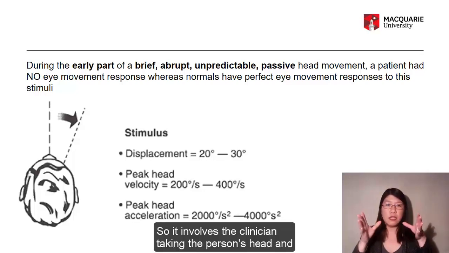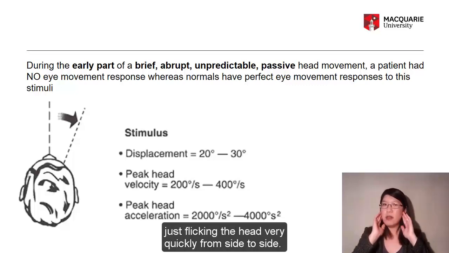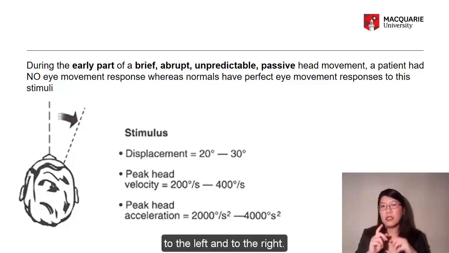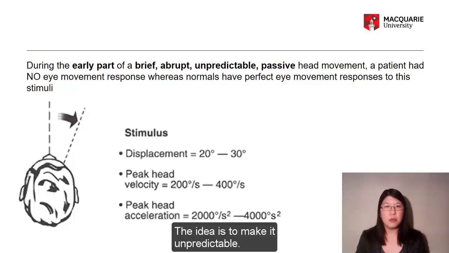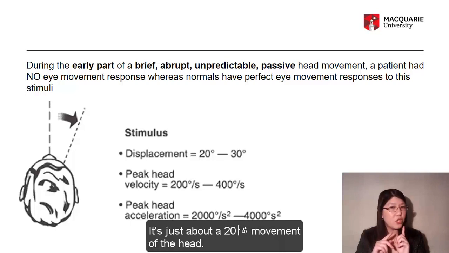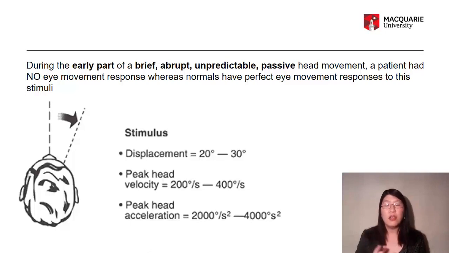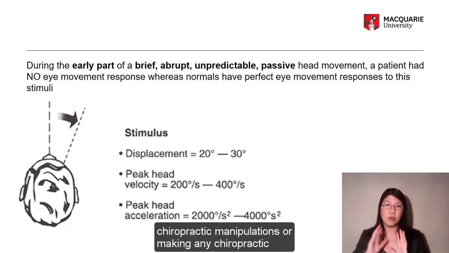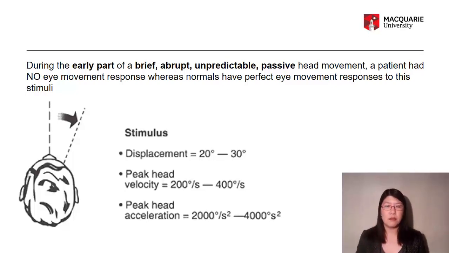So it involves the clinician taking the person's head and just flicking the head very quickly from side to side. It could be to the left and to the left again, or it could be to the left and to the right. The idea is to make it unpredictable, as I said. The displacement is only very low in amplitude. It's just about a 20-degree movement of the head. So we need to consider that we're not doing any sort of chiropractic manipulations or making any chiropractic movements.